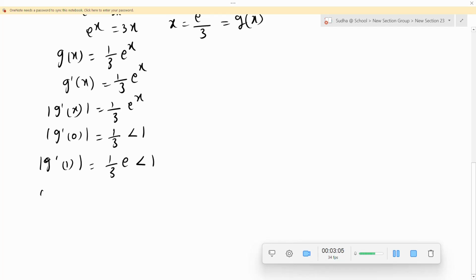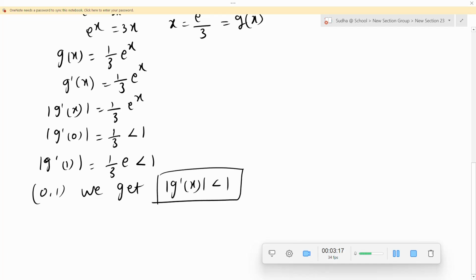So in the interval 0, comma 1, we get modulus g dash of x less than 1. So in this condition, very, very important: if modulus g dash of x less than 1 is satisfied, then only we will apply the fixed point method. So here, this condition is satisfied. So the fixed point method is applicable.